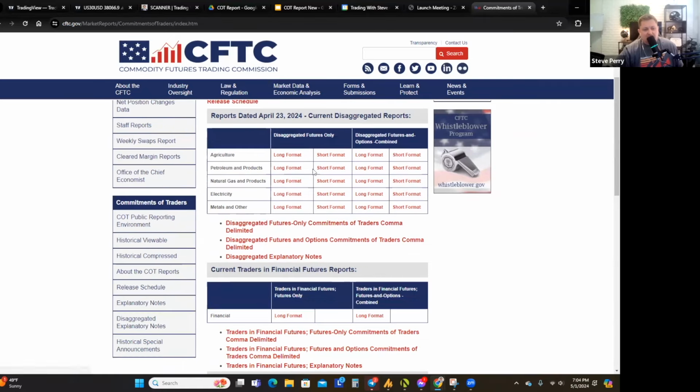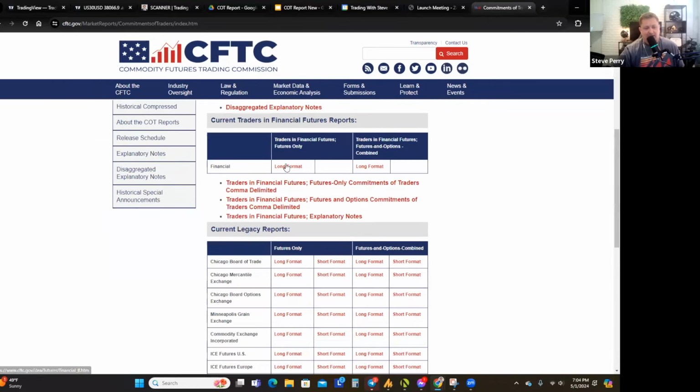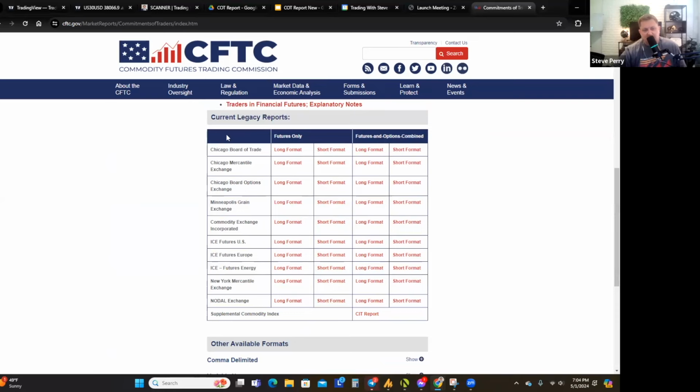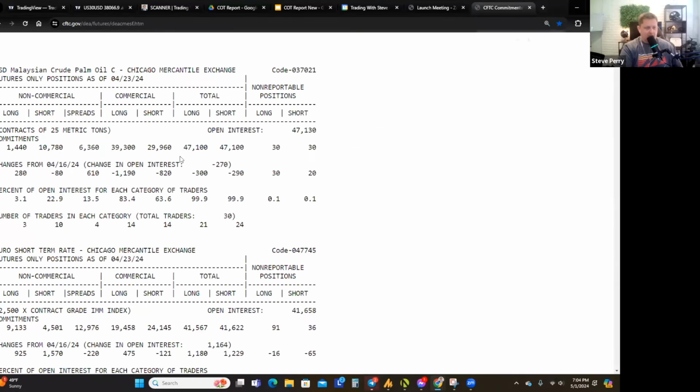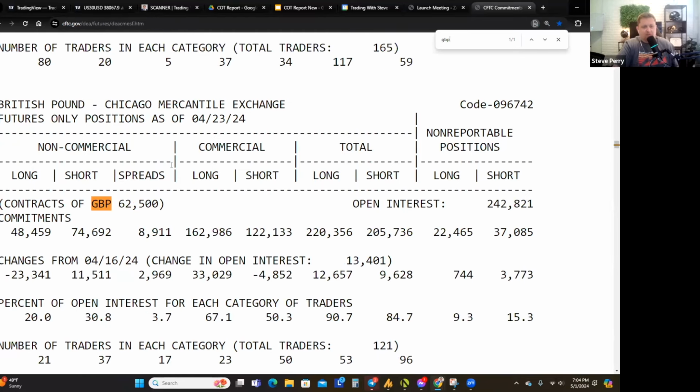Okay, so there's lots of different types of COT reports. There's COT reports for agriculture, petroleum, electricity, metals. There's a financial report. There's also these legacy reports that have to do with different exchanges. The one that's most common is this one from the CME. It's the short format CME, and this is basically a COT report right here. And you can zoom into it. I do a Control Plus to zoom in, and then I can do a Control F to search for what I want specifically. So if I want to look at the British pound, I'm just going to search GBP because that's the abbreviation for the British pound.